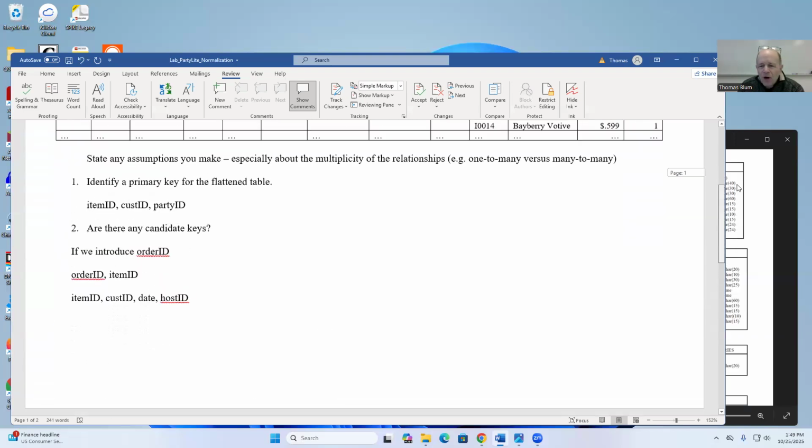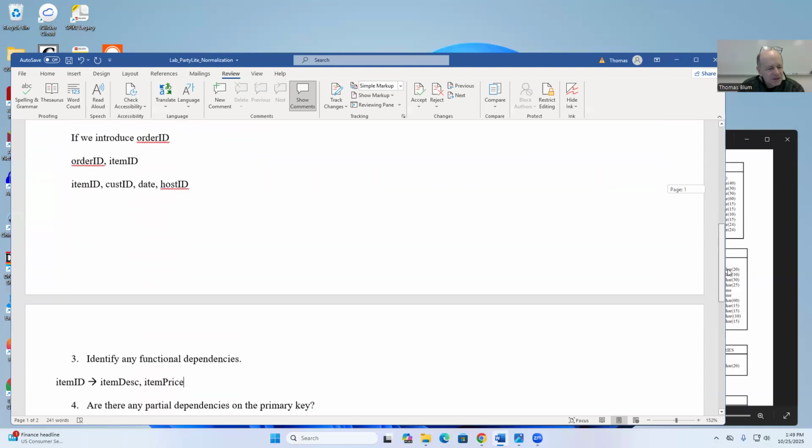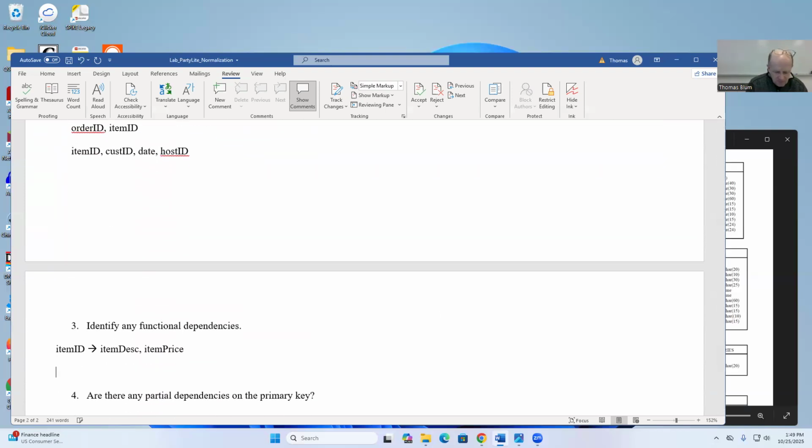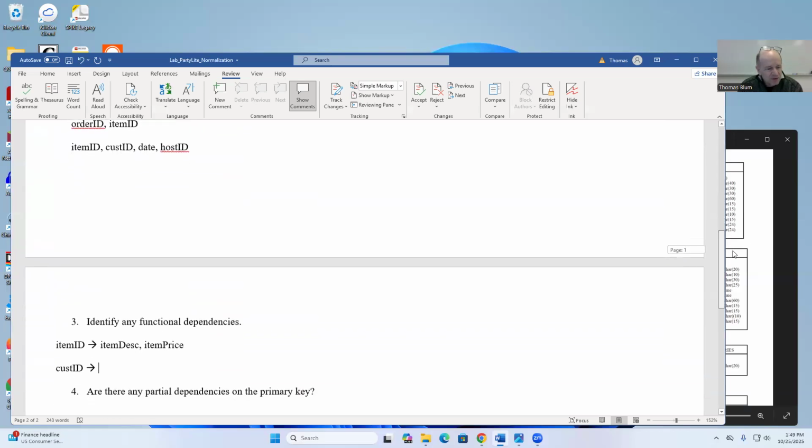Okay. What else do we have here? So item ID was giving us item. Okay. Customer ID was clearly giving us, what do we have up there? Customer name, customer address, customer phone.